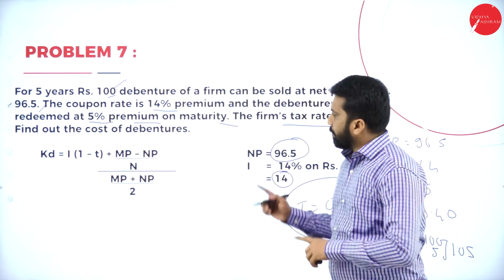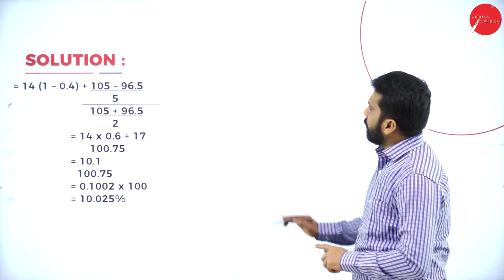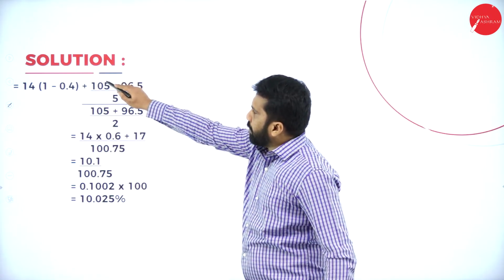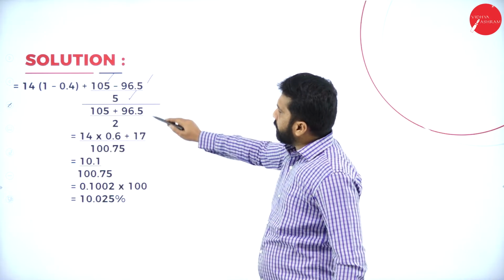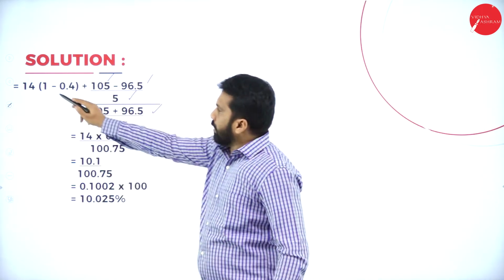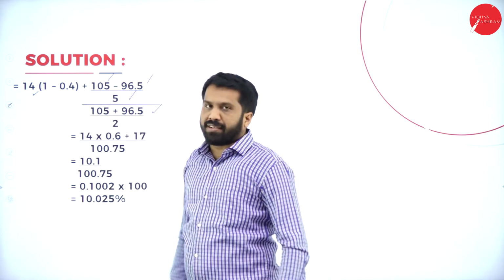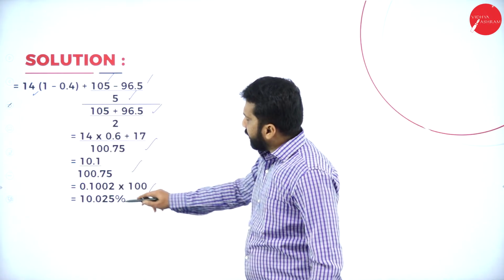So I don't spend much time on this. You know the formula? Yes. These are the simplifications. MP is 105, NP is 96.5, number of years 5. Same thing, here it is minus, here it is plus, 1 minus tax rate. Your interest is 14. Now simplify this.